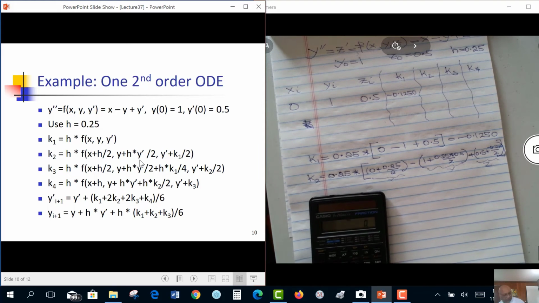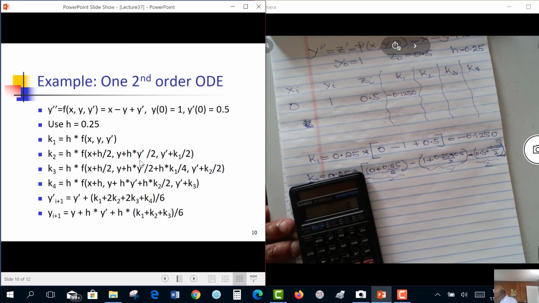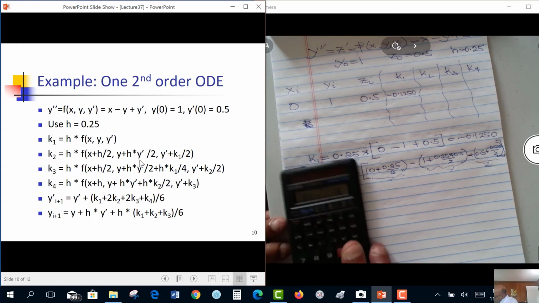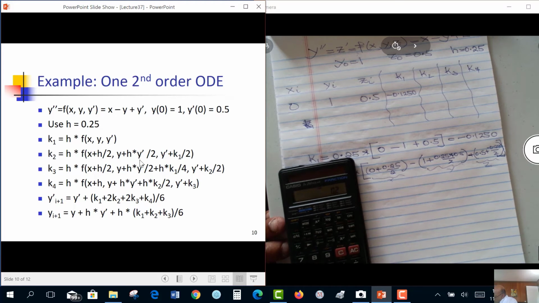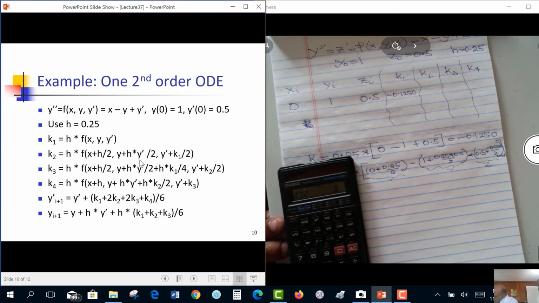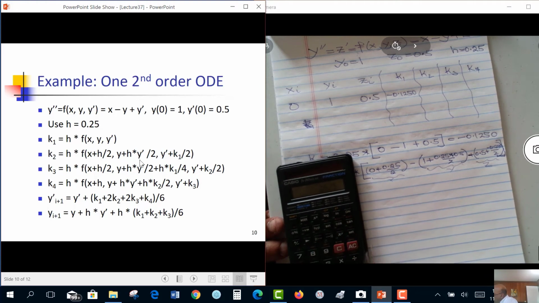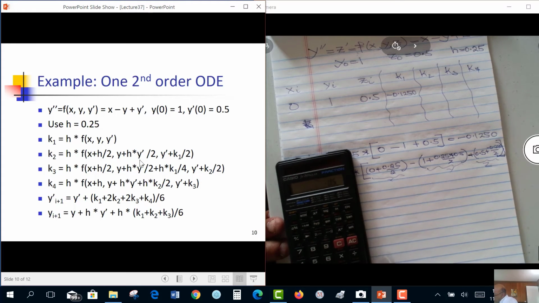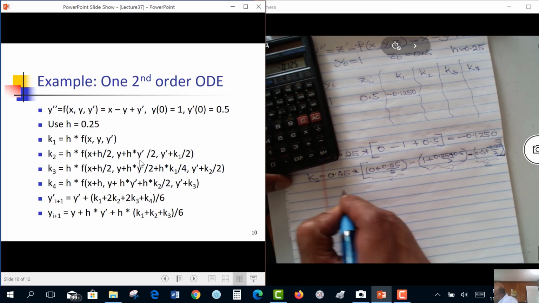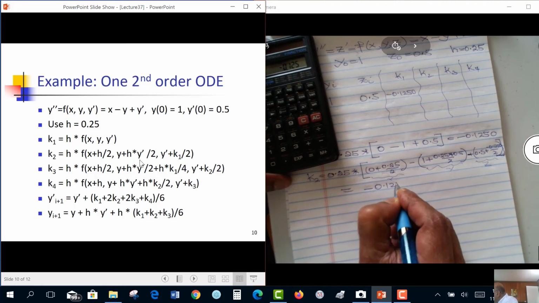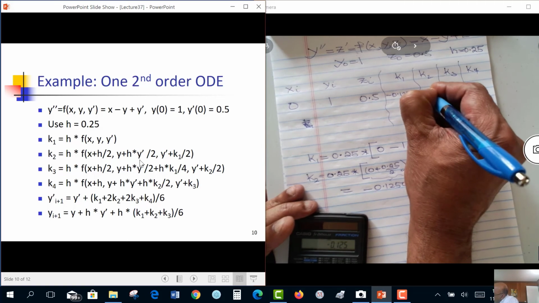So anyway, let's calculate this. So we have 0.25 times 0.25 divided by 2 minus 1 plus 0.25 times 0.5 divided by 2 plus 0.5 minus 0.125 divided by 2. So we will again get minus 0.1250. Minus 0.1250.